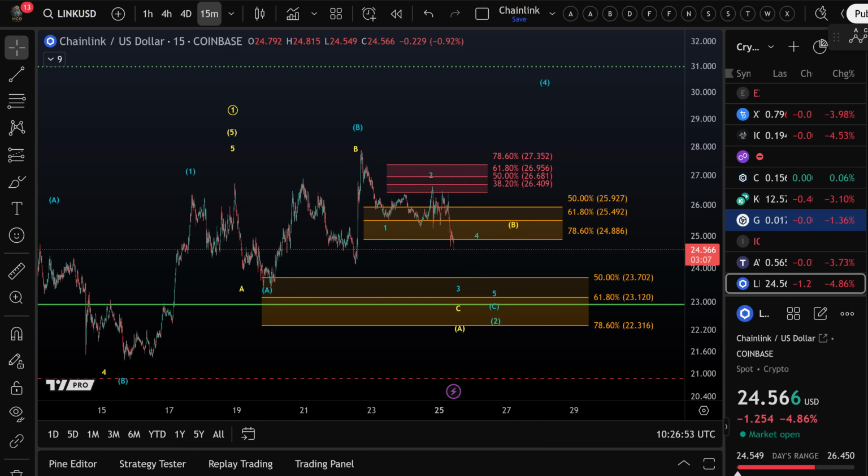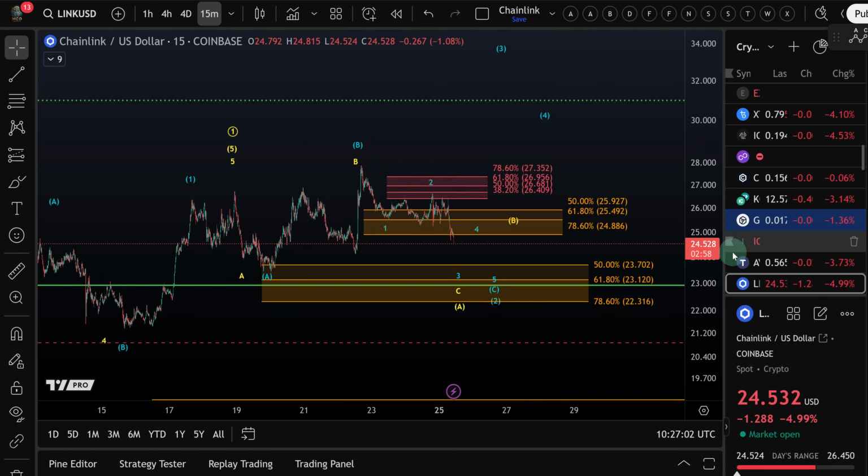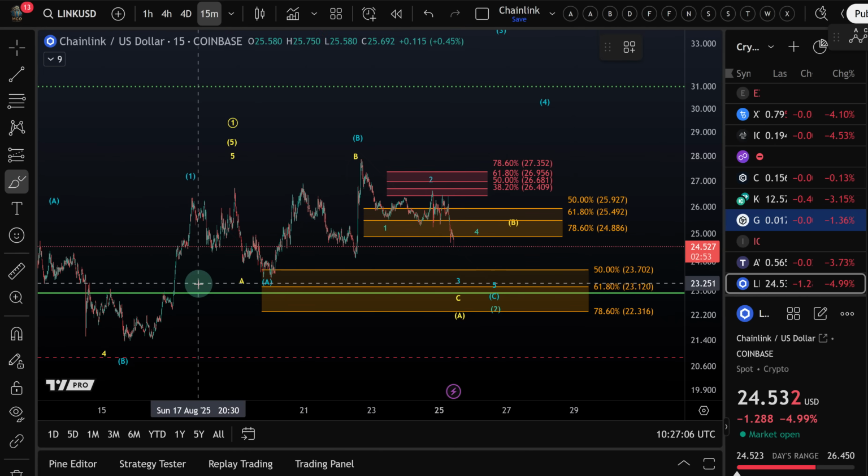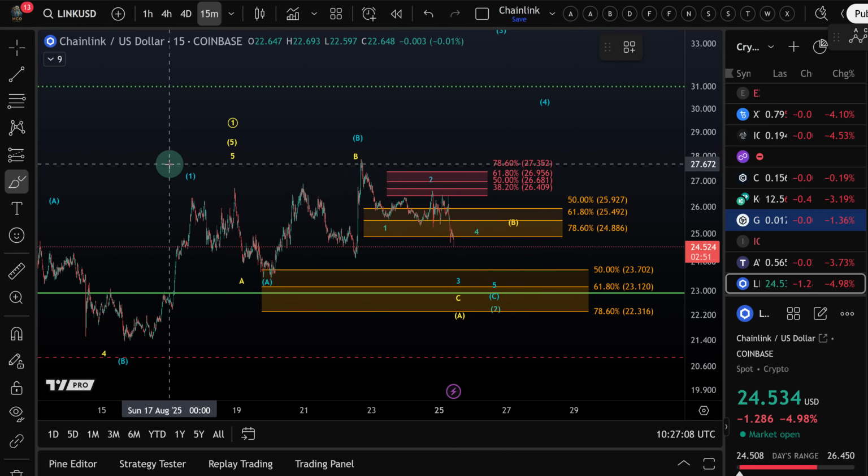We're currently tracking here this internal sell-off, this quite rapid sell-off, I have to say. We saw the potential start of that already yesterday, a few days ago actually already. So a quick reminder where we are coming from here on the Link chart.